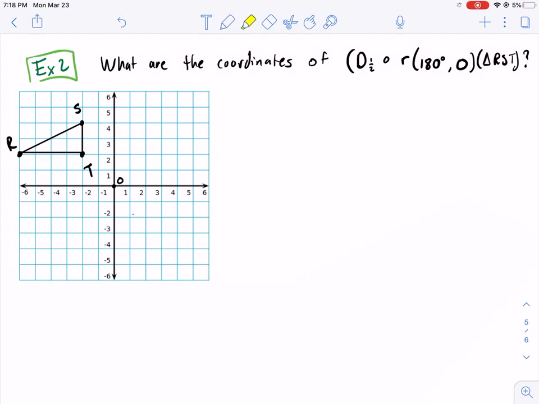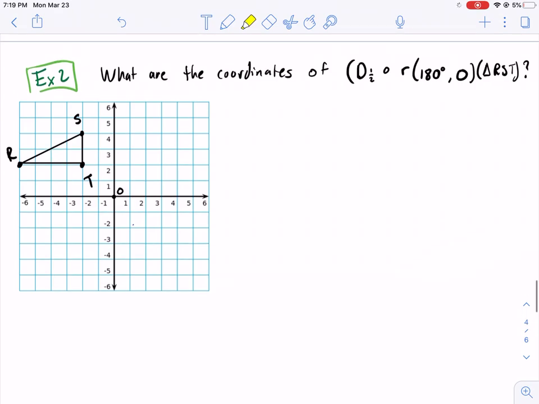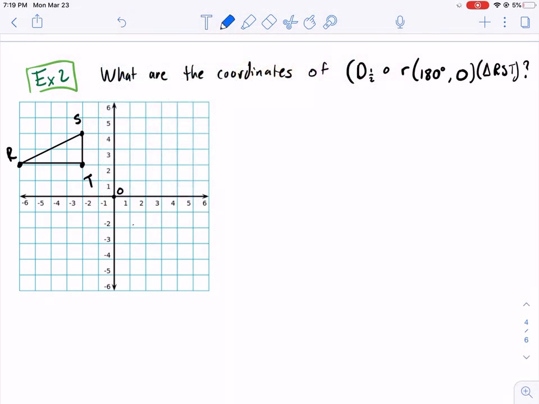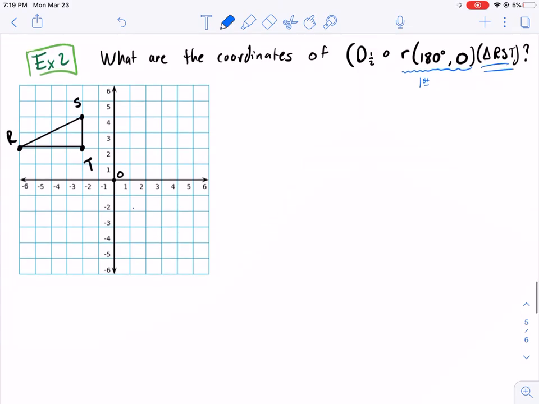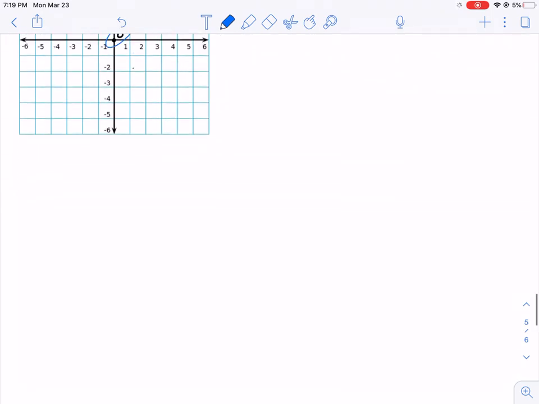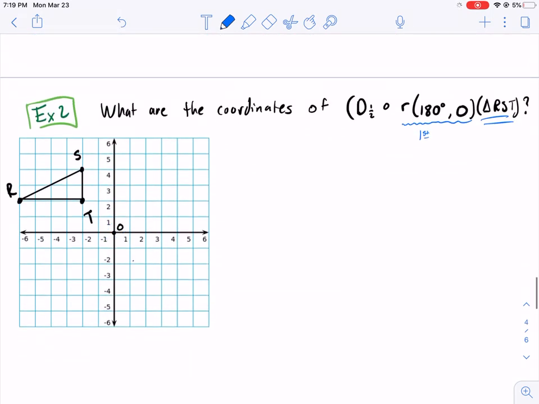Okay, so number 1, I'm living dangerously, 5% left. I can handle this. Number 2, we got a lot going on. So first, let's break down what we are going to be doing first. Well, we always do what's closest to the pre-image first. So the first thing we're going to do is rotate RST 180 degrees around the origin or point O.